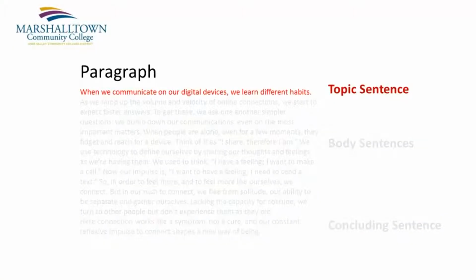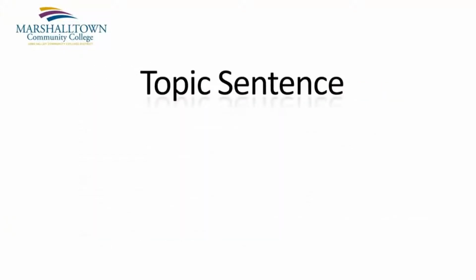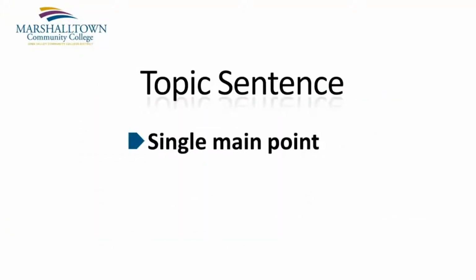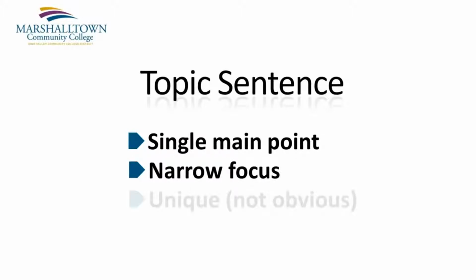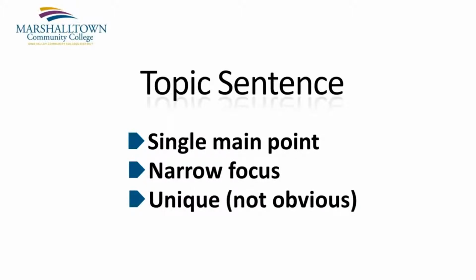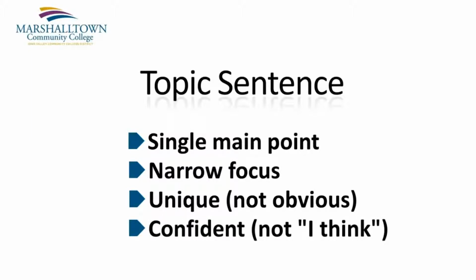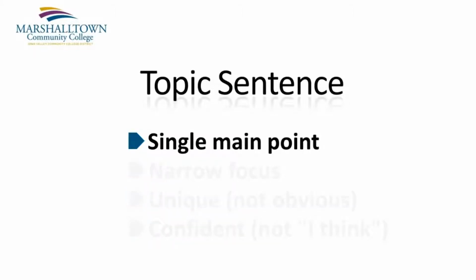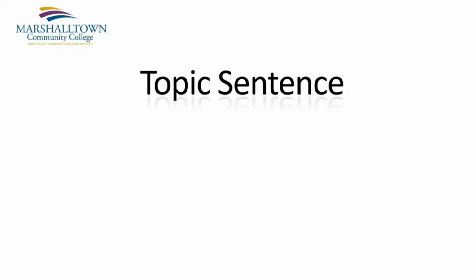Let's start with your topic sentence. A good topic sentence contains a single main point. It has a narrow focus. It's unique, meaning that it doesn't state something obvious. And it has a confident tone, meaning that it doesn't start with words like I think or I hope or this paper is about. Let's take a closer look at each of these points.